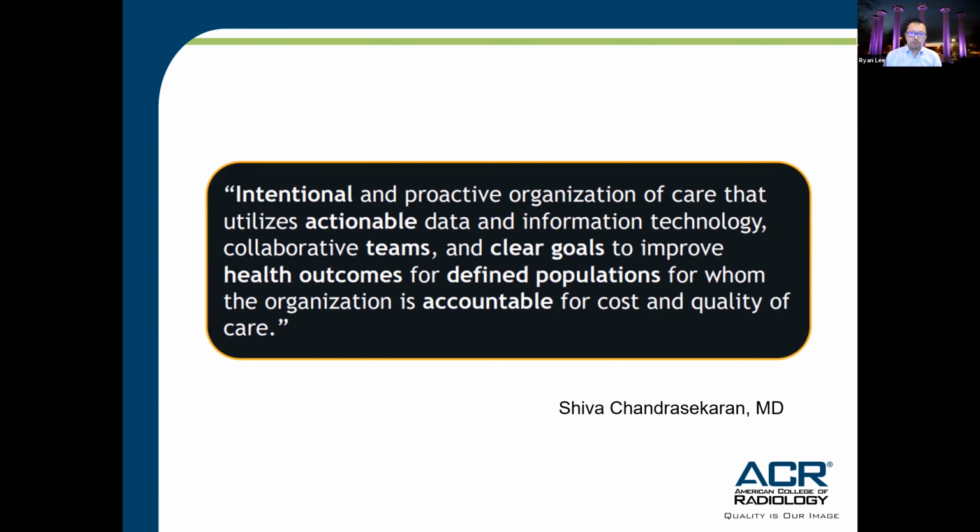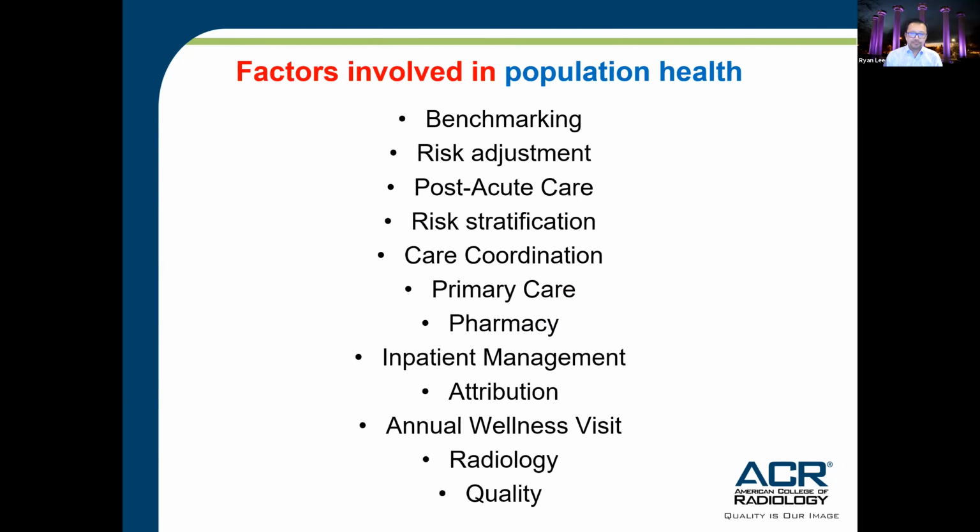It's the intentional and proactive organization of care that utilizes actionable data and information technology, collaborative teams, and clear goals to improve health outcomes for defined populations for whom the organization is accountable for cost and quality of care. I really like that definition that Shiva gives here, because it really tells us everything we need to know about population health and what we need to do.